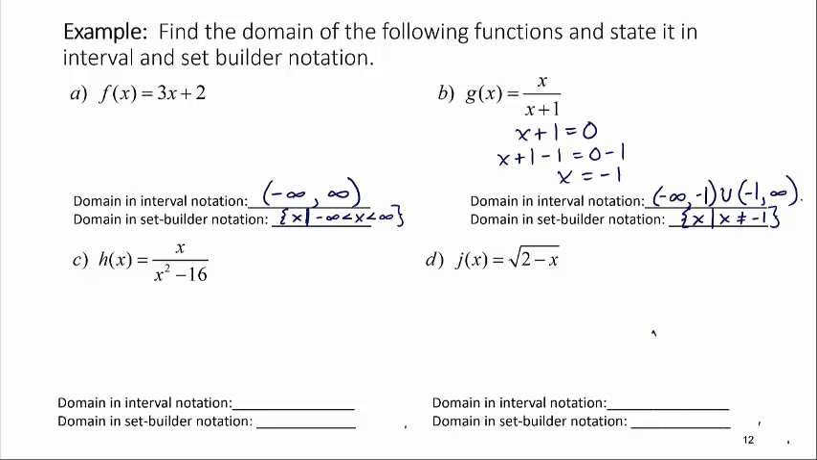So in this next example, we have h of x equal to x over x squared minus 16. All right, so same deal as the one we just did, right? We've got that x in the denominator. Doesn't matter what's going on in the numerator.